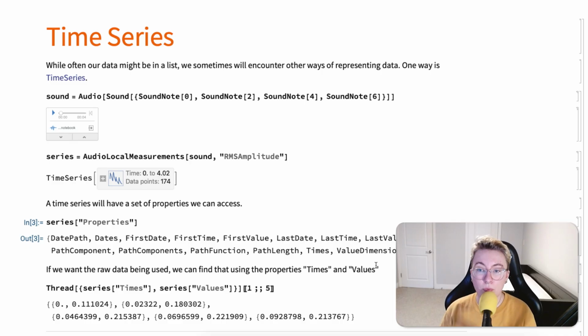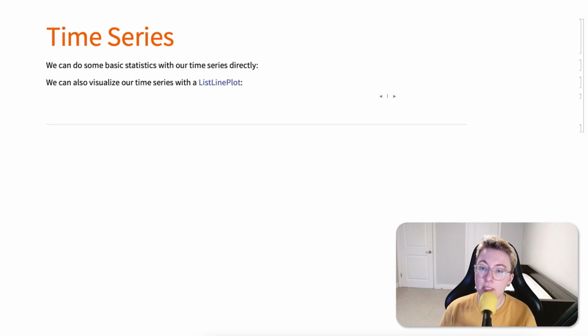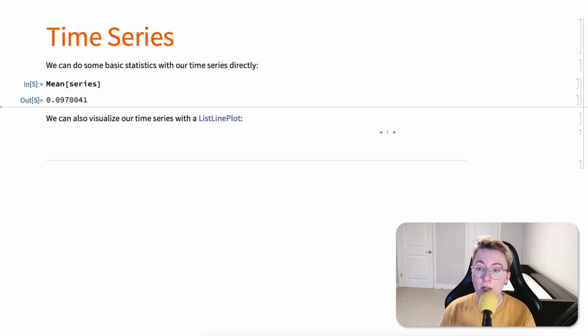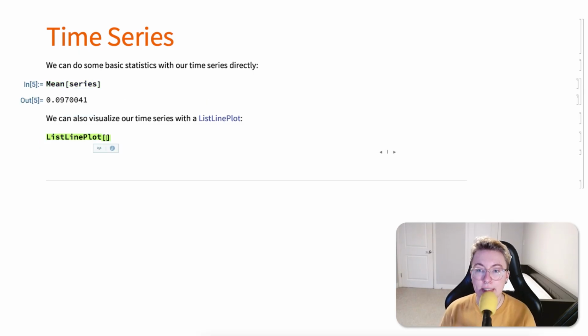If we want to get at the raw numbers being used, we can use the properties "Times" and "Values". We're using the function Thread to group together each time with its corresponding value. Some of our basic statistic functions will work directly on a time series without us needing to get all of the times and values ourselves. For example, we can put a time series right into the function Mean, and also into some of our plotting functions like ListLinePlot.